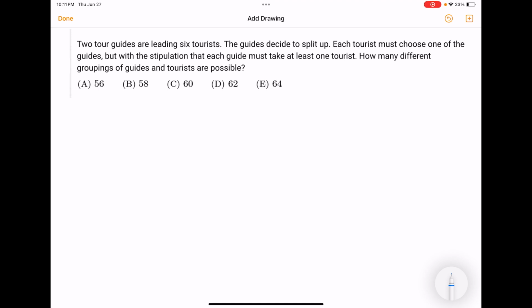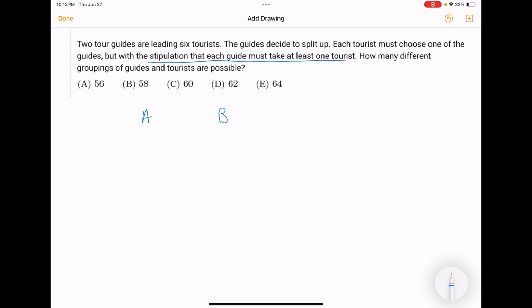So looking at the problem, I am going to call guide 1 A and then the other guide B. And so this sentence right here is very important because each guide must take at least one tourist. So that means that it is not possible for all 6 of the tourists to go to one guide. And so because there are only 6 tourists, we can actually just go through each one of the possibilities.